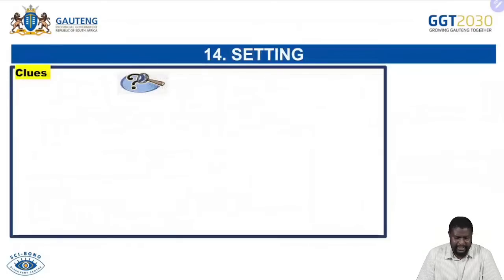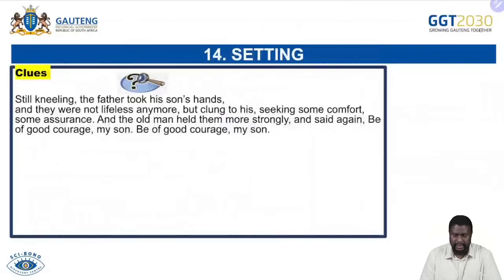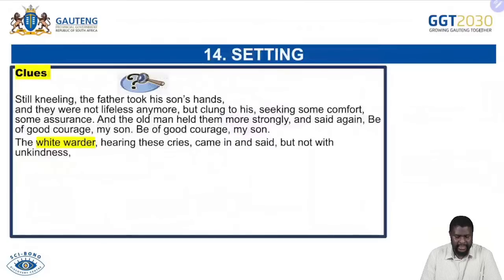Still kneeling, the father took his son's hands, and they were not lifeless anymore, but clung to his, seeking some comfort, some assurance. And the old man held him strongly and said again, "Be of good courage, my son. Be of good courage, my son." The white warder, hearing these cries, came in and said, but not with unkindness.